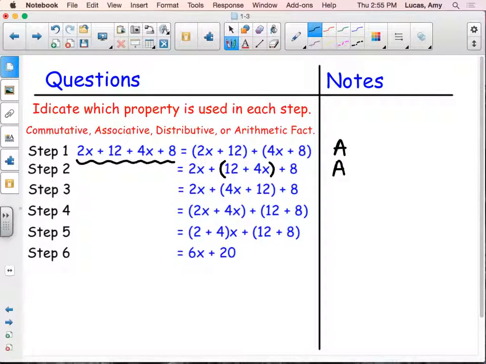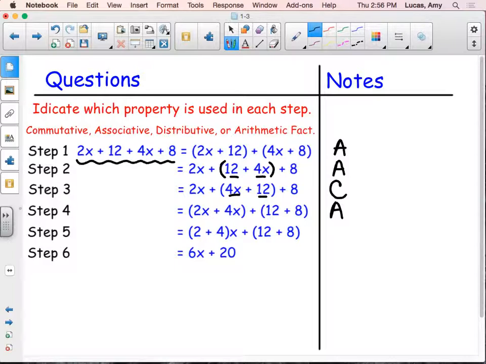All right, next, notice that this order changed. So step 3 is the commutative property. The parentheses did not move. The numbers inside of them changed order. Step 4, the parentheses move again. So now there's two sets of them again.